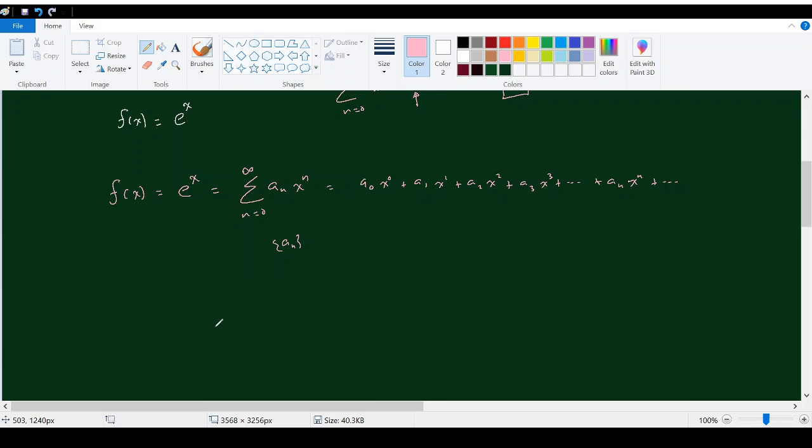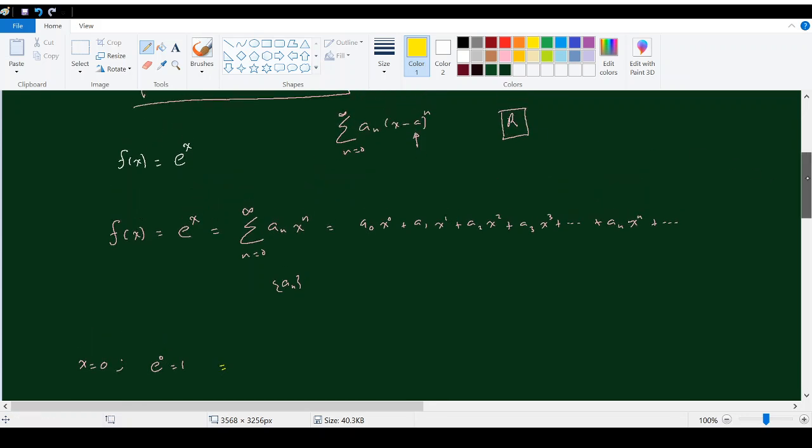So to do that, let's see what will happen if we substitute x = 0 in this equation, right? When you substitute x = 0, the left hand side will be equal to e^0, and that is equal to 1. And the right hand side, say if you have a power series at 0, now this is the power series expansion at 0. The center is 0, right?